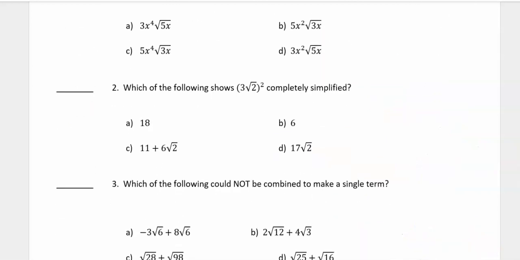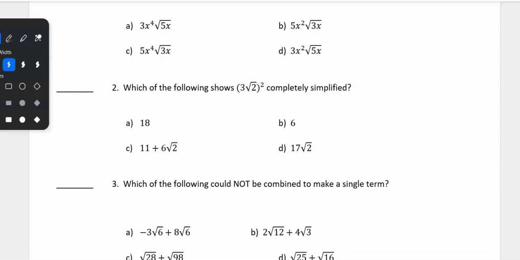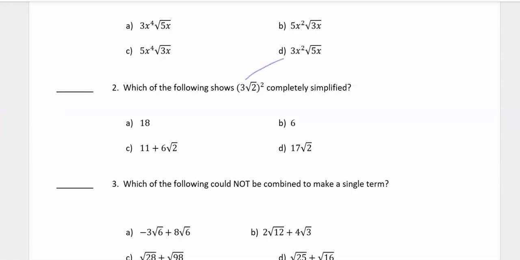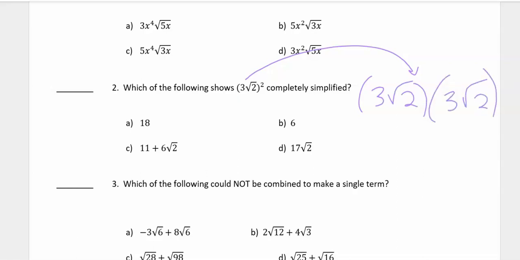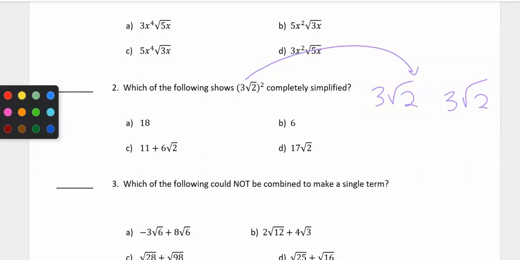All right, number 2, which of the following shows 3 radical 2 squared, completely simplified? Again, off to the side here, let's work this out. If you square something, you guys, that means you multiply it by itself. So you have to write this twice and then multiply it. If the parentheses distract you, you don't even need them. Let me get rid of those. You technically don't need them. Just realize that you're multiplying here.